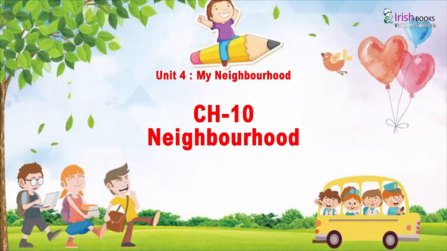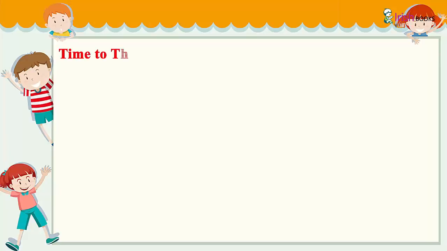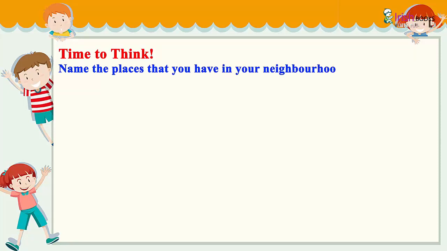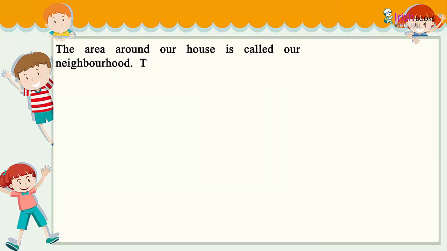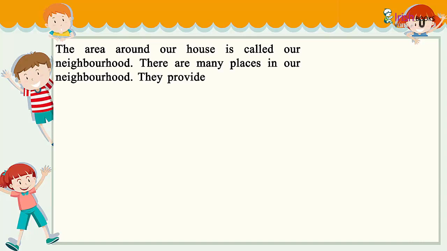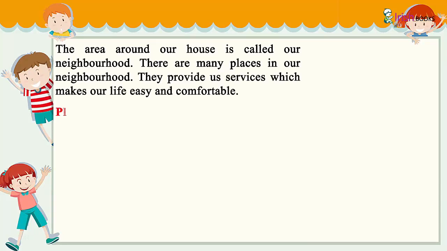Chapter 10. Neighborhood. Time to think. Name the places that you have in your neighborhood. The area around our house is called our neighborhood. There are many places in our neighborhood. They provide us services which makes our life easy and comfortable.